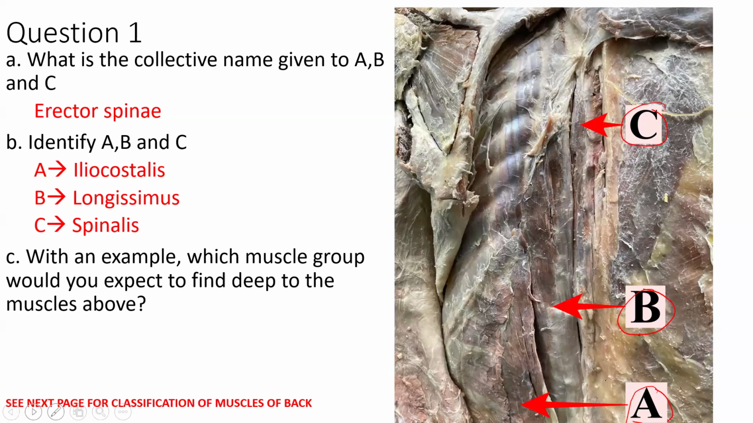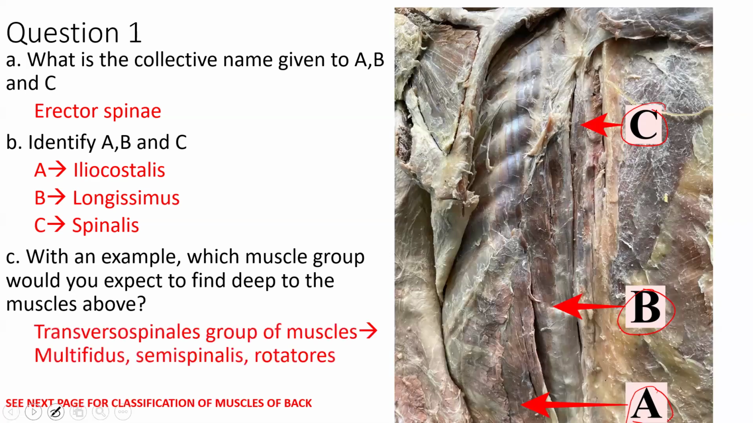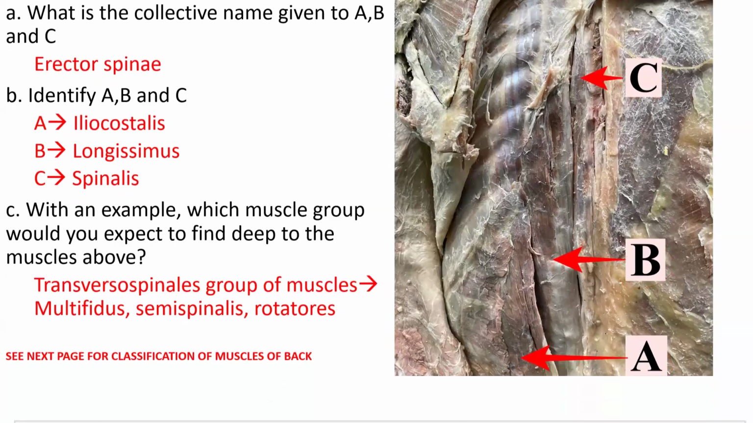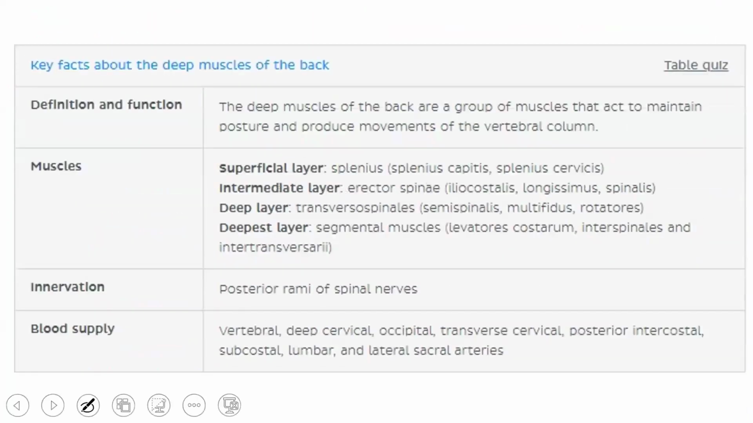So we've been asked, with an example, which muscle group would you expect to find deep to the erector spinae? And the answer there is what is known as the transversospinalis group of muscles. Examples of the transversospinalis group of muscles include multifidus, semispinalis, and what are known as the rotatores. So let me just give you a small recap of the intrinsic muscles of the back, or the deep muscles of the back.